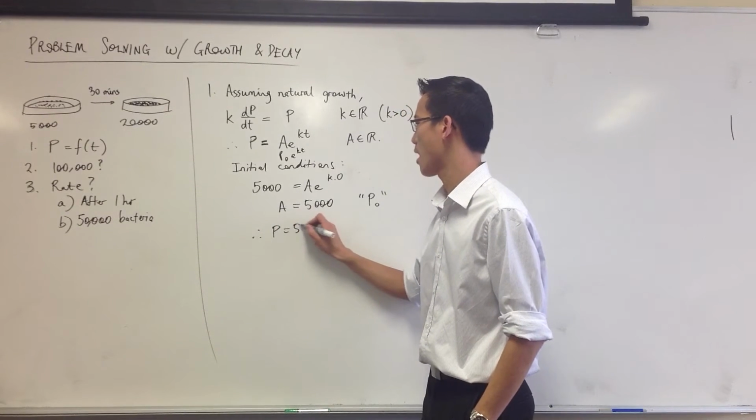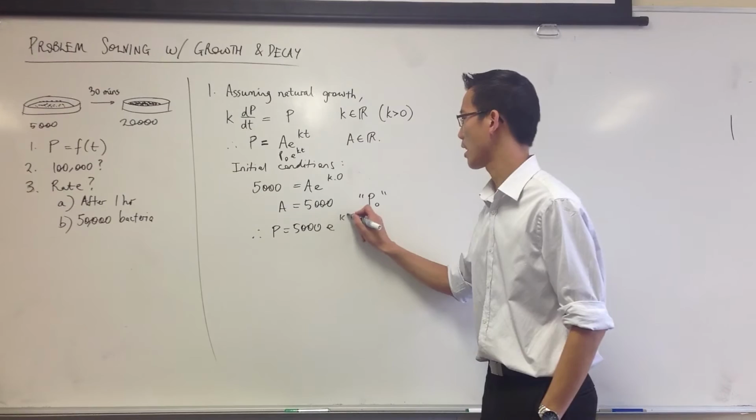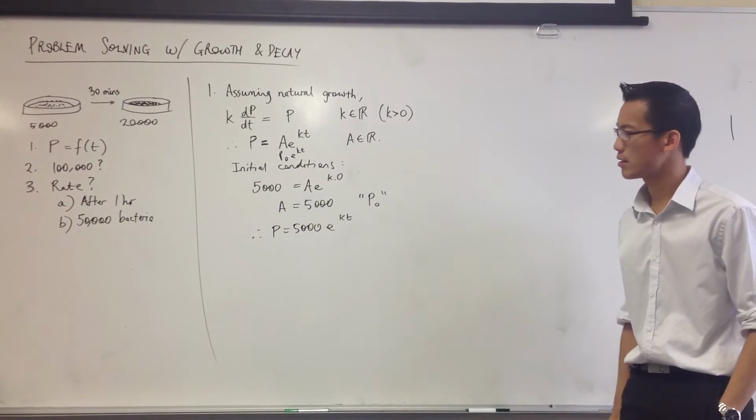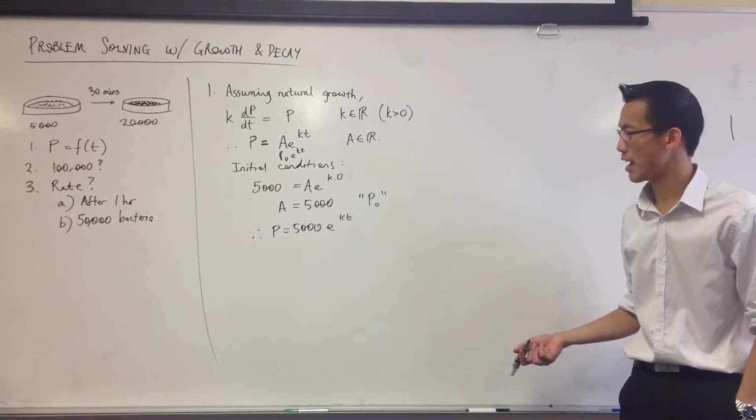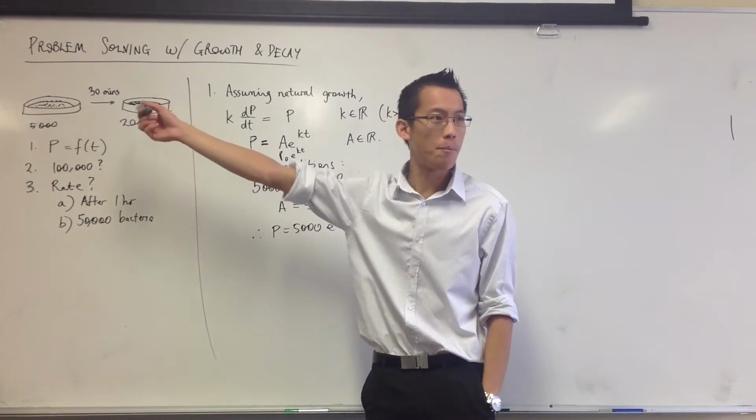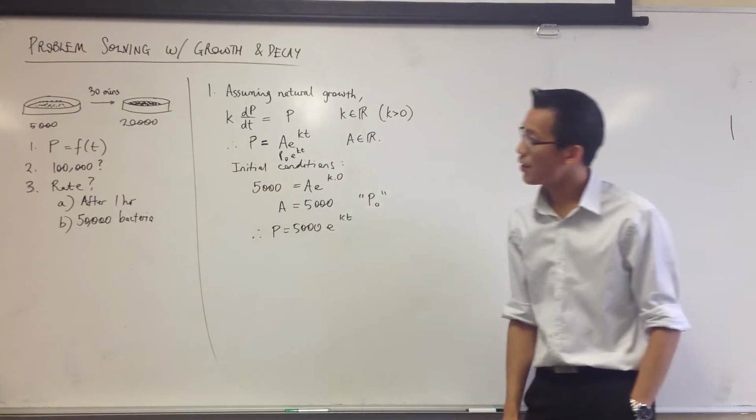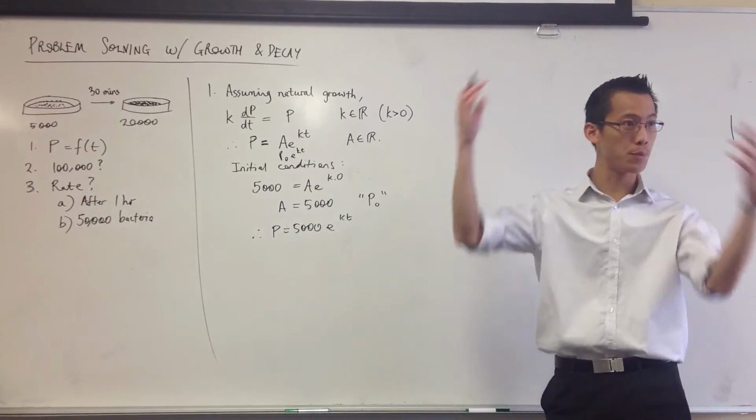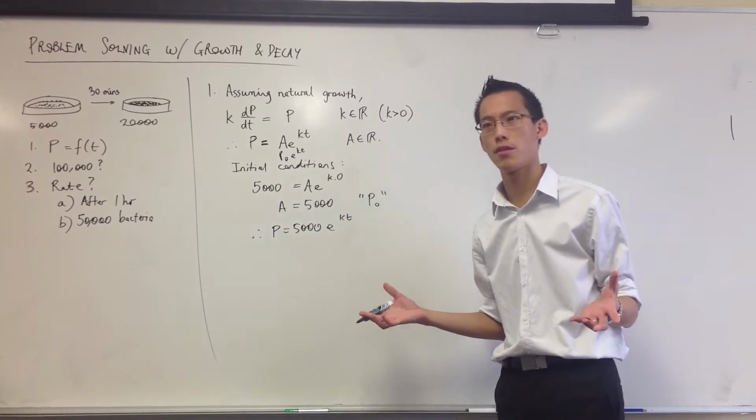So now I can rewrite my equation for the population. P is equal to 5,000 e to the KT. Now, the other constant we have to get rid of will be from the other condition that we know, right? So after half an hour, it's quadrupled in size. So what kind of equation can I form? What should I write?